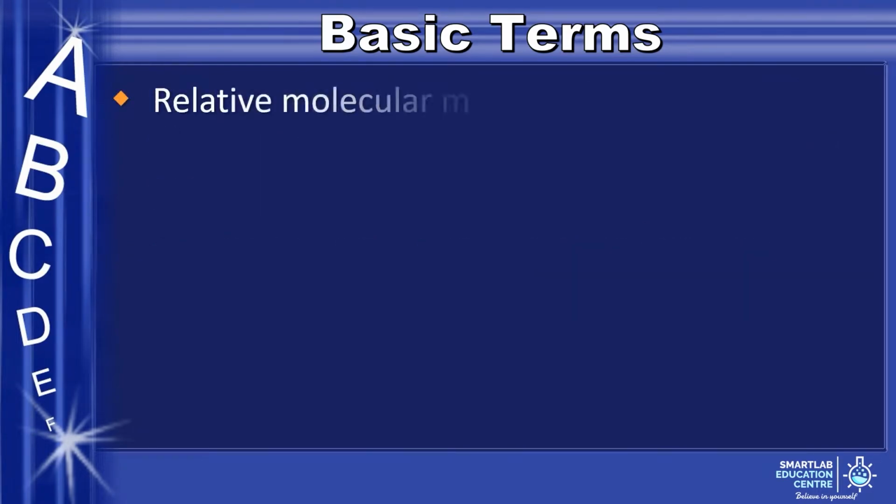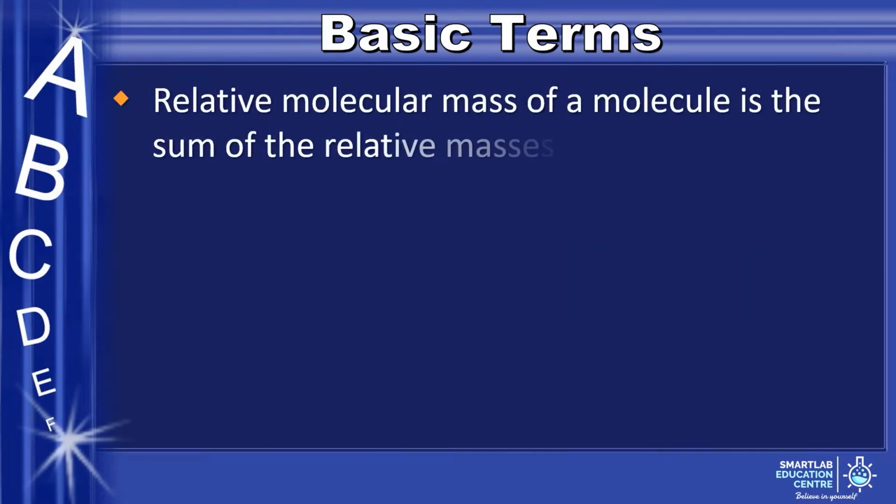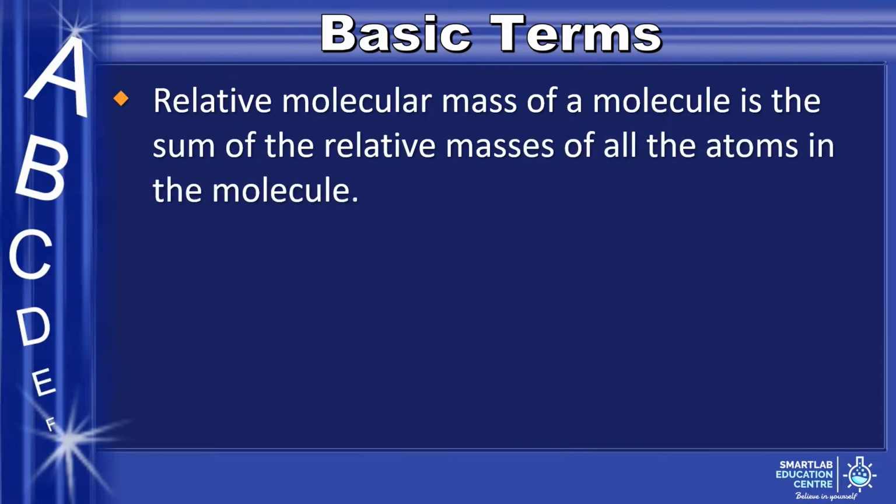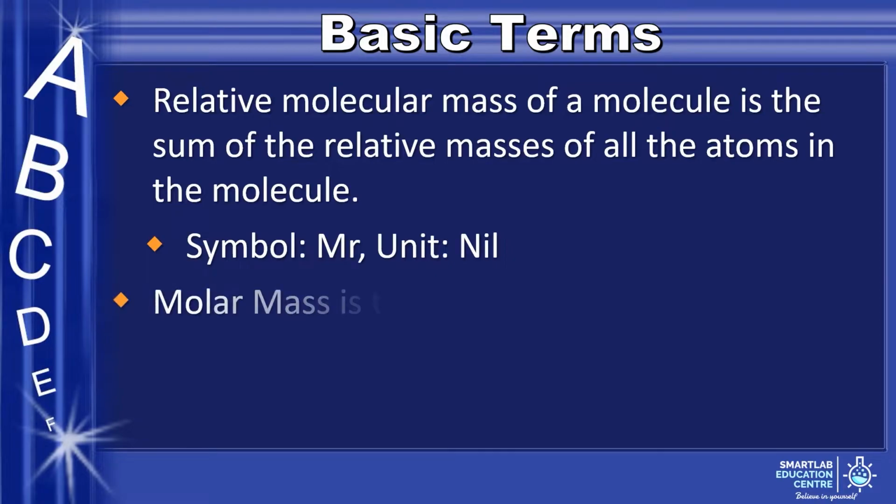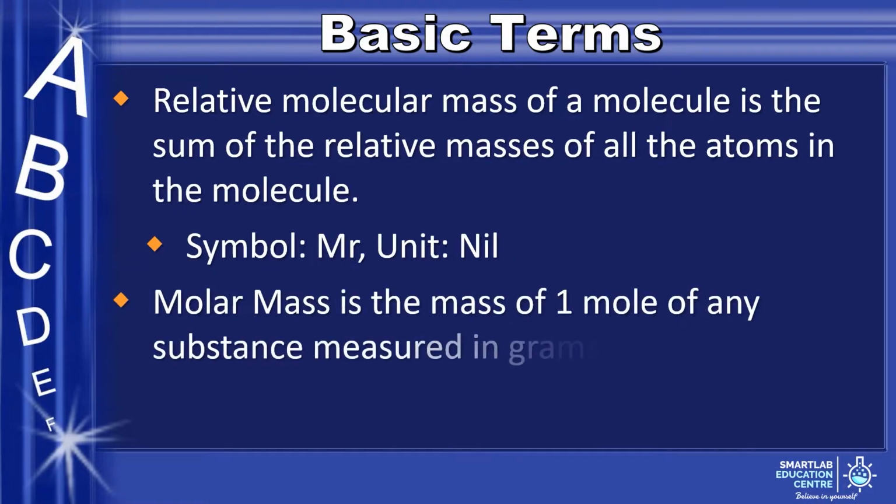Relative molecular mass of a molecule is the sum of the relative masses of all the atoms in the molecule. Its symbol is Mr and it has no unit. Molar mass is the mass of 1 mole of any substance measured in grams. Its unit is grams, kilograms, or tons.